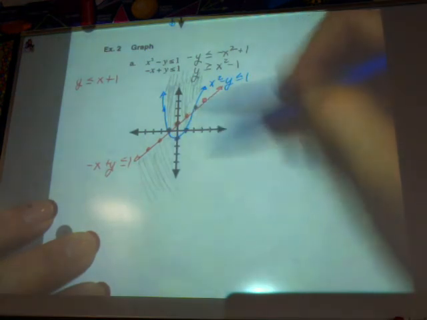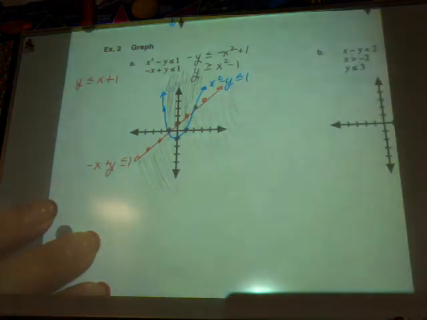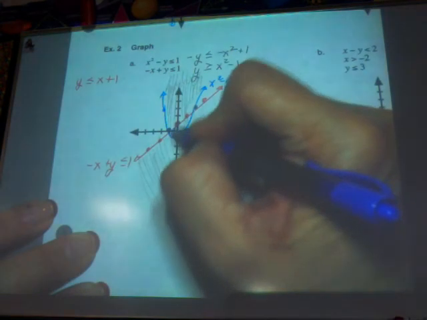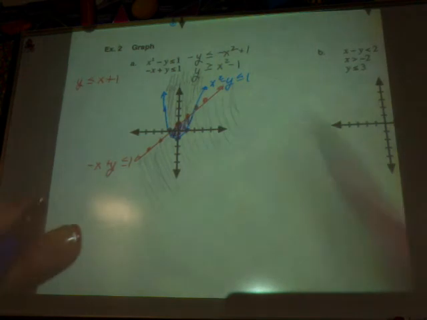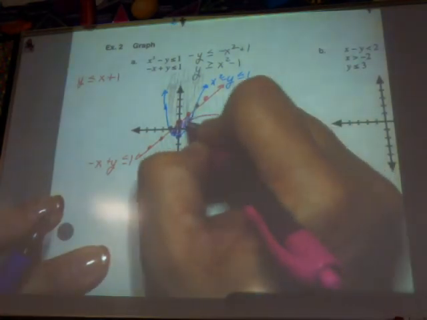Where do my shadings intersect? That little loopy, right? Right here? This is my solution right here. You might want to put a little arrow right there. That's the solution.